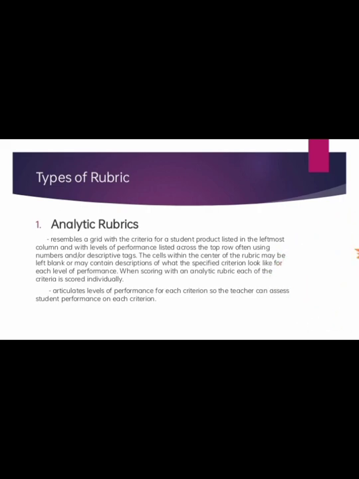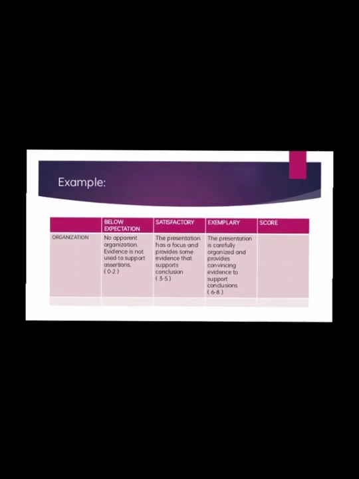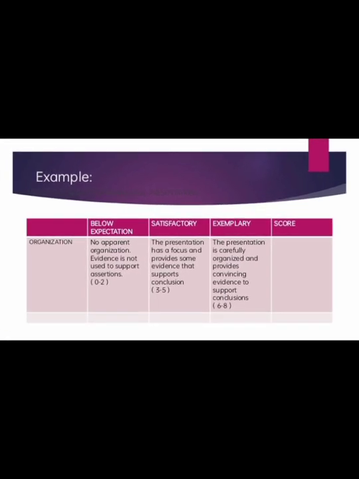When scoring with an analytic rubric, each of the criteria is scored individually. An analytic rubric articulates levels of performance for each criterion so the teacher can assess student performance on each criterion. So, here's an example of an analytic rubric for grading oral presentations.